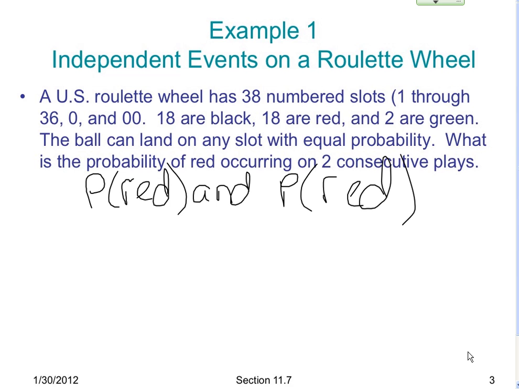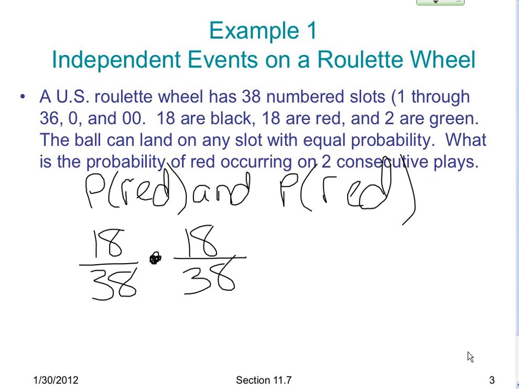So the first thing we have to do is find the probability of red. There are 18 red slots out of 38 slots total. And "and" in probability means multiply. And we want the probability of red again, so we need 18 out of 38 again. Now when you're multiplying these, remember it's easier to simplify before you multiply. Notice 2 goes into 18 9 times, and 2 goes into 38 19 times.